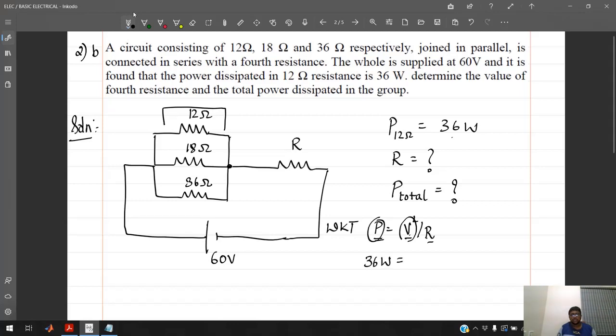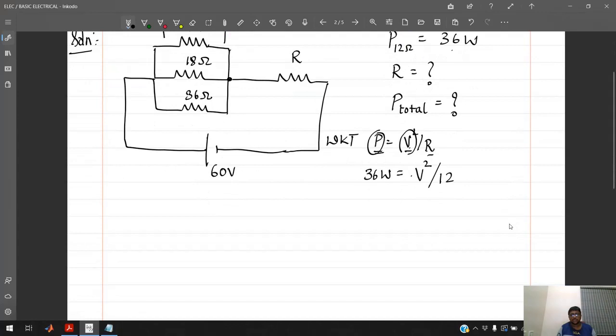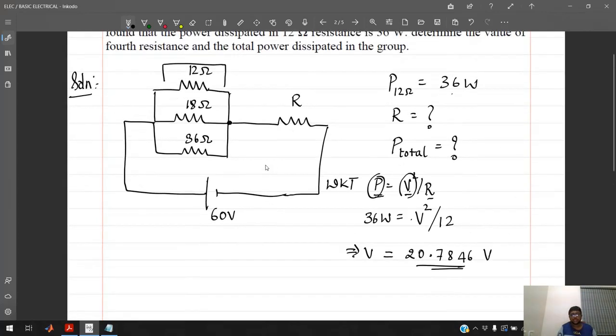So power is 36 watts, that is equal to V square divided by R. I don't know what is the voltage across 12 ohm. The overall voltage is given as 60, but the voltage across 12 ohm is not given, so I'll keep it as V square divided by R. The value of R is 12. If I cross multiply and solve, that implies V is 20.7846 volts. So this is the value of the voltage across 12 ohm.